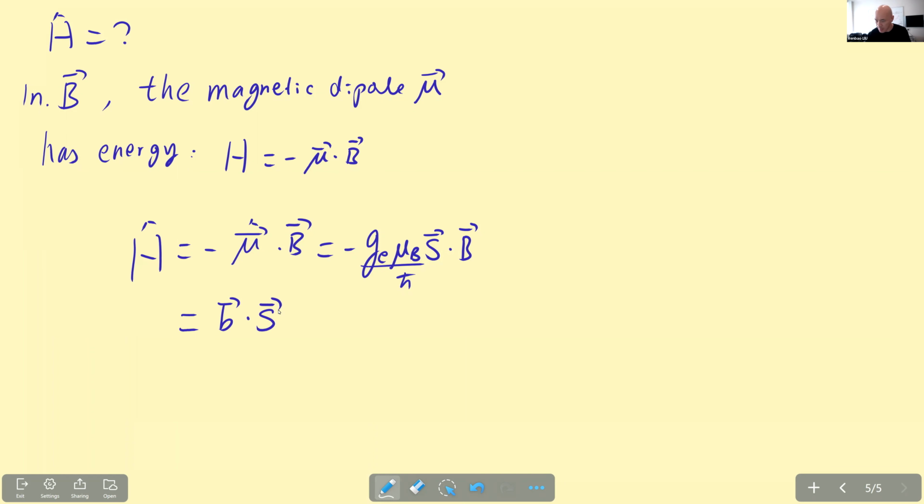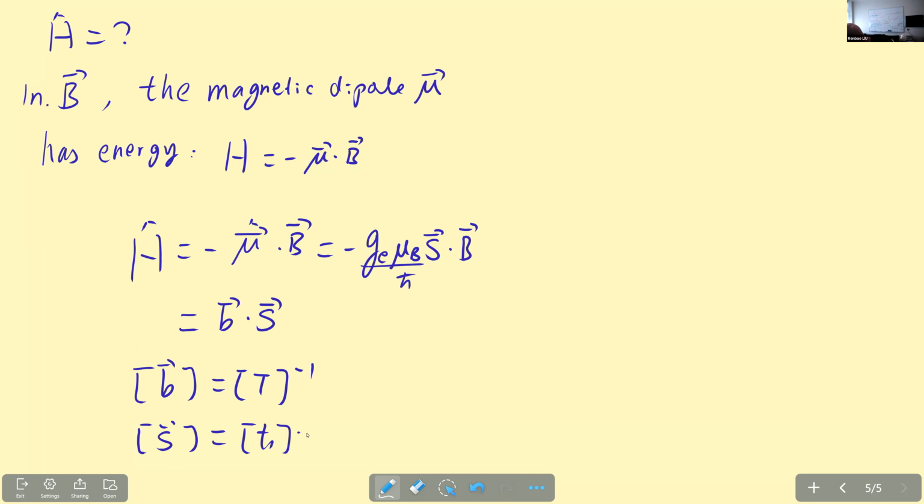Right. So the dimension of this little b is time to the minus 1, okay? Since S has dimension h bar, that's energy times time, so I have the correct dimension. So this one is something like a frequency, right? It has a dimension like a frequency, okay? So that is the Hamiltonian, okay?